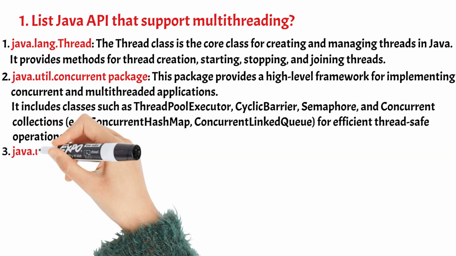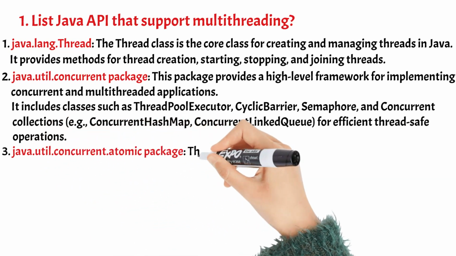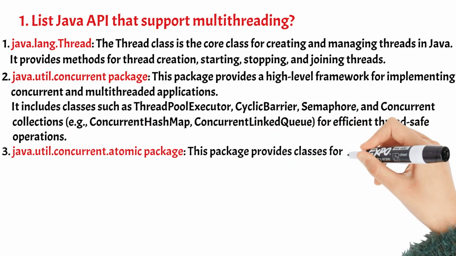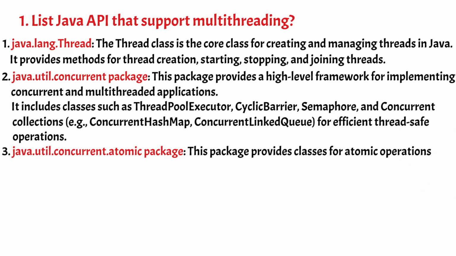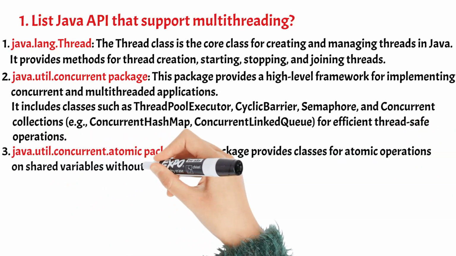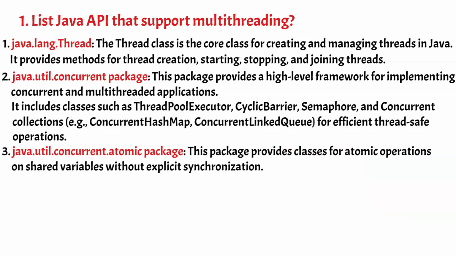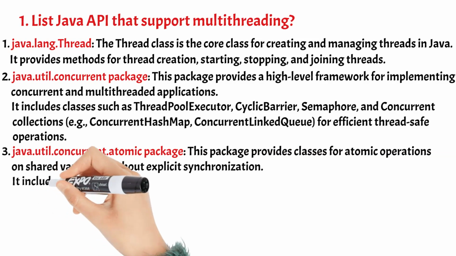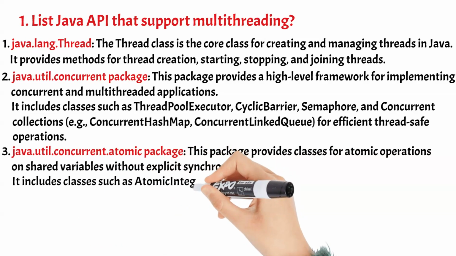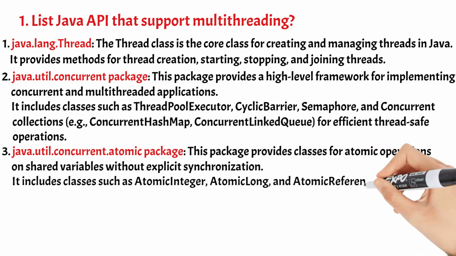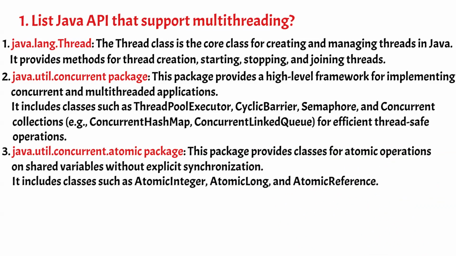3. java.util.concurrent.atomic package. This package provides classes for atomic operations on shared variables without explicit synchronization. It includes classes such as AtomicInteger, AtomicLong, and AtomicReference.